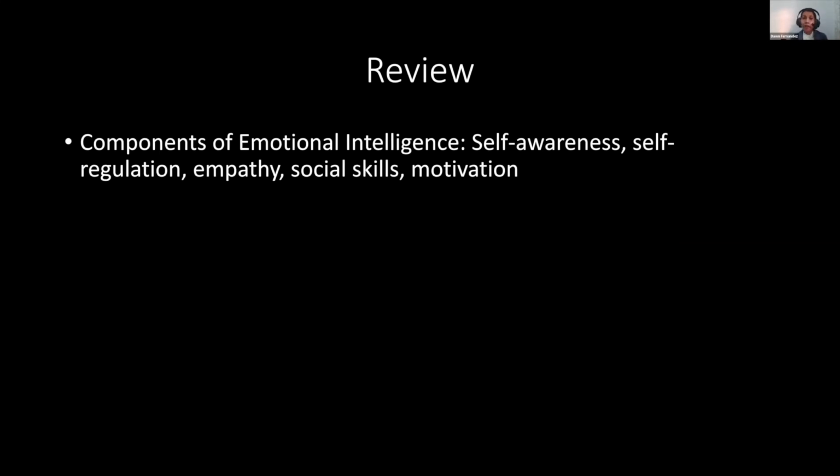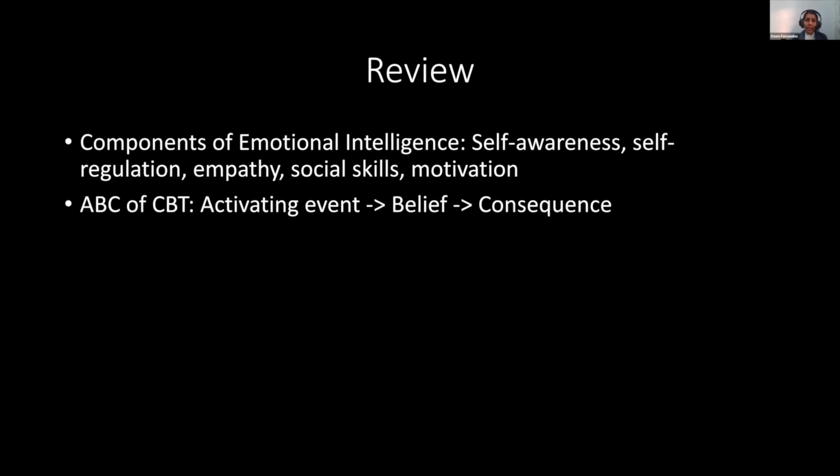Okay, so just to recap, we had gone through 5 components of emotional intelligence: self-awareness, self-regulation, empathy, social skills, and motivation. And then we had looked at the ABC model of cognitive behavior therapy. Most of the time we think that the consequence of something, the way we behave or the way we feel, is because of an activating event. But the fact is that there's a belief system in between, and either it is rational or irrational. And so based on that belief, whatever event happens is the way we will either have emotions, or behave in a certain way.